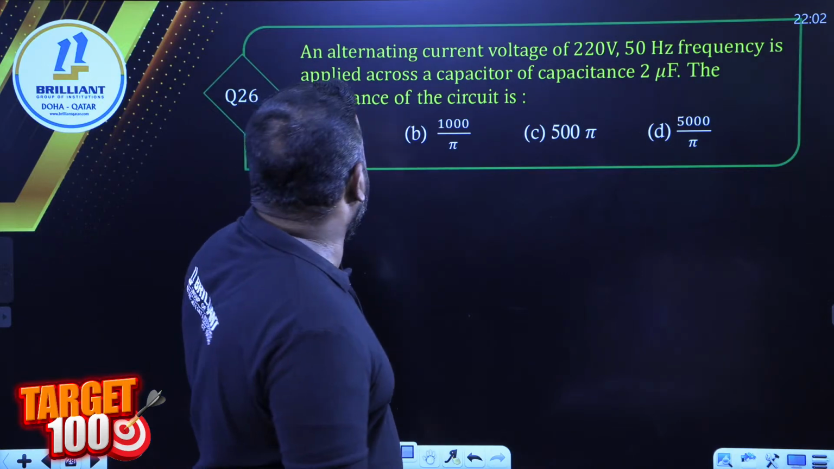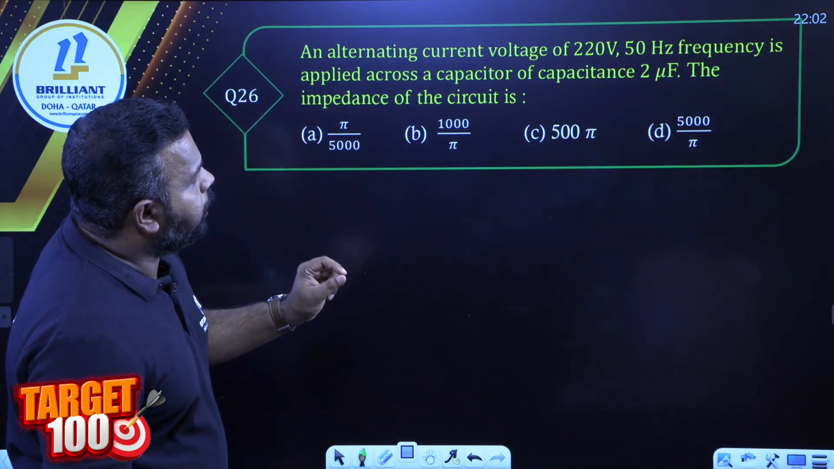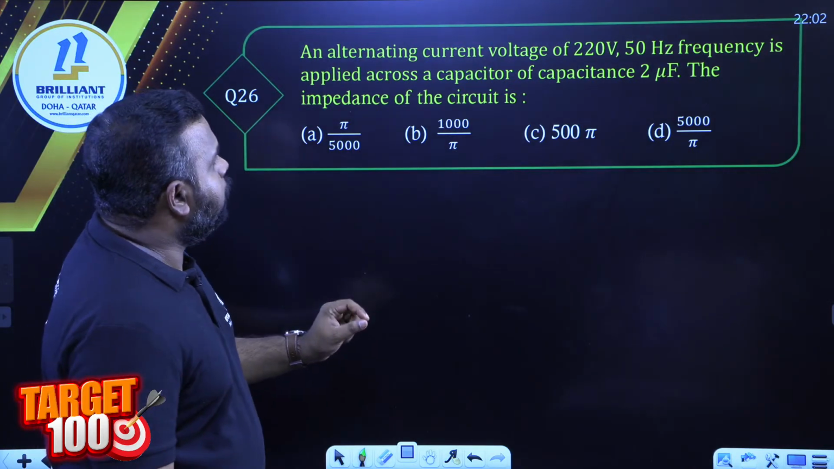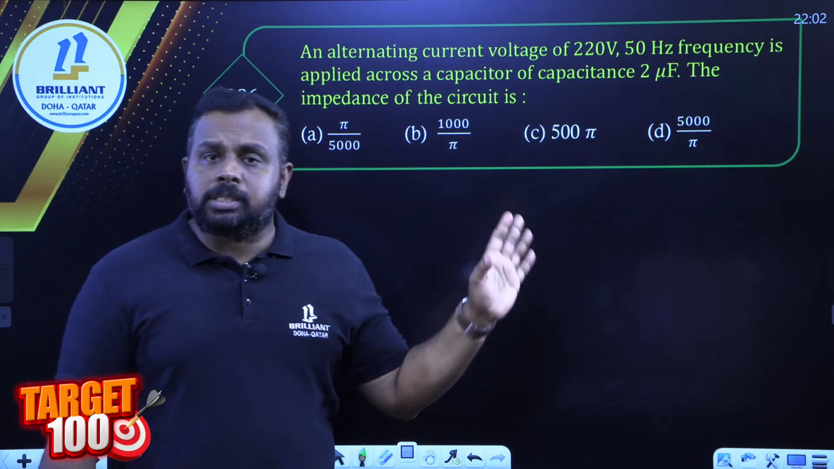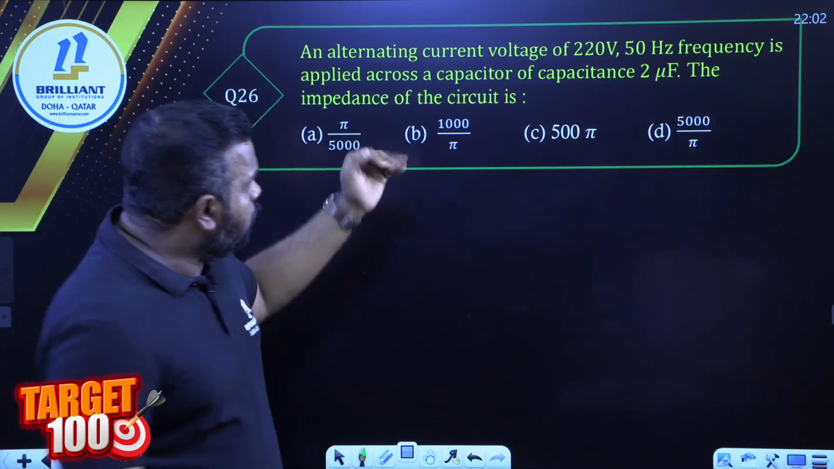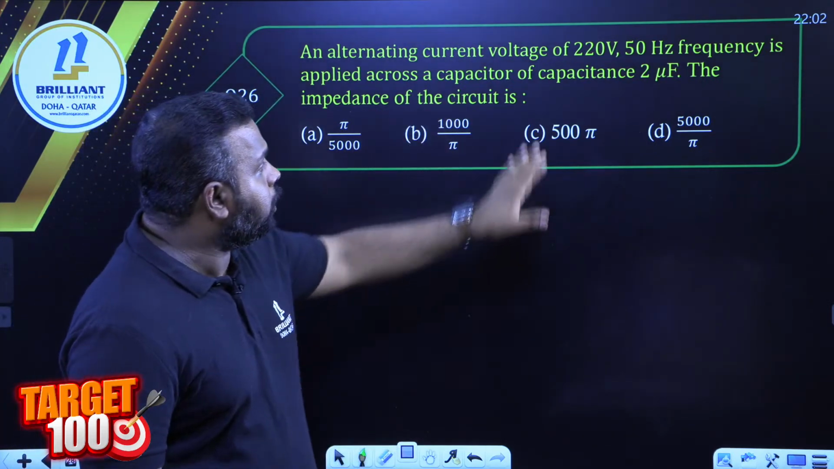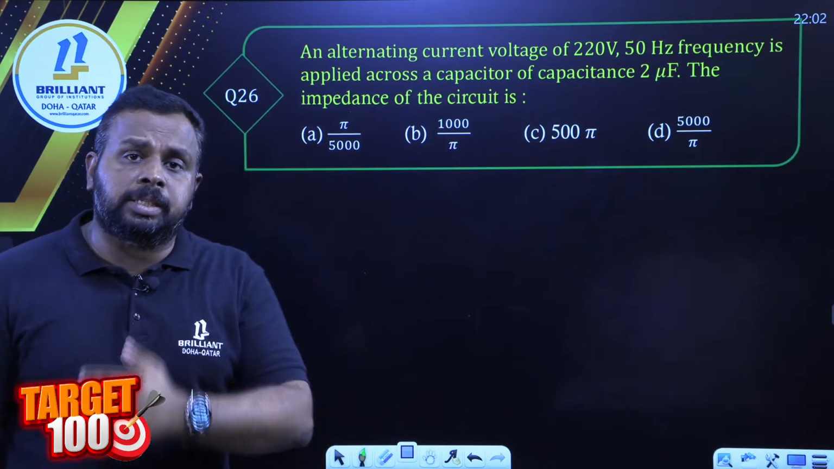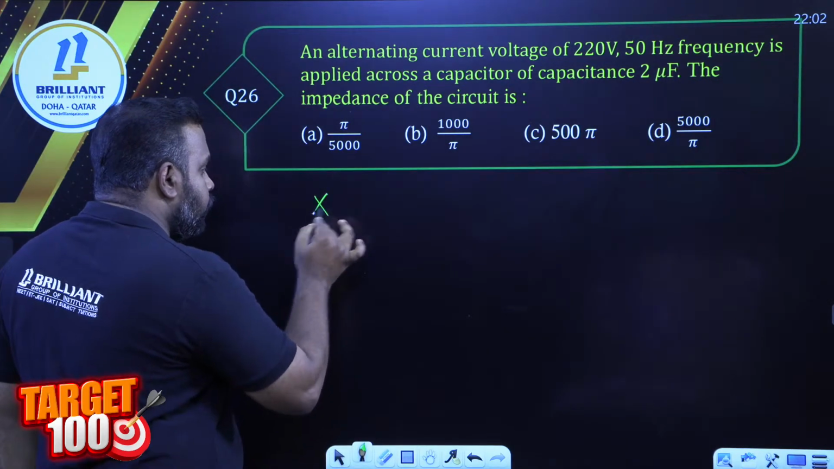Now the next question, number 26. An alternating voltage 220 volt 50 hertz frequency is applied across a capacitor of capacitance 2 microfarad. The impedance of the circuit is only a capacitor circuit. There is no other element like resistor, inductor, nothing is there. Only capacitor. Capacitance value is given. Impedance means reactance only. So we have to find the XC value.